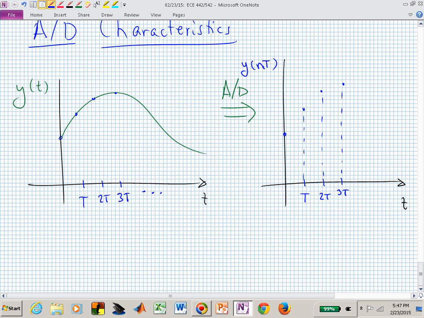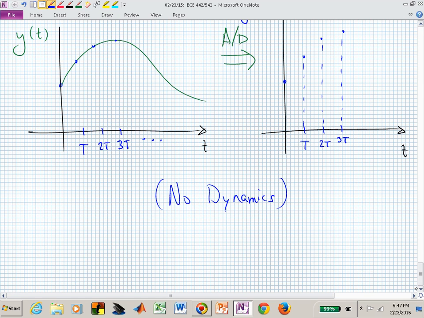This one we don't have to really worry about in terms of how it impacts our generation of this capital G of z. We're just, every capital T units of time, pulling off the particular value of y at that instant. And that will just be y of T, y of 2T, y of 3T, etc.